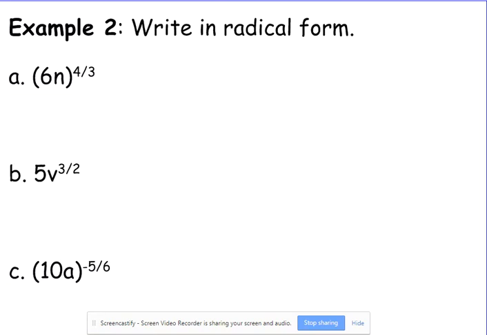From exponential form to radical form. Okay, we're going to go from exponential form to radical form.